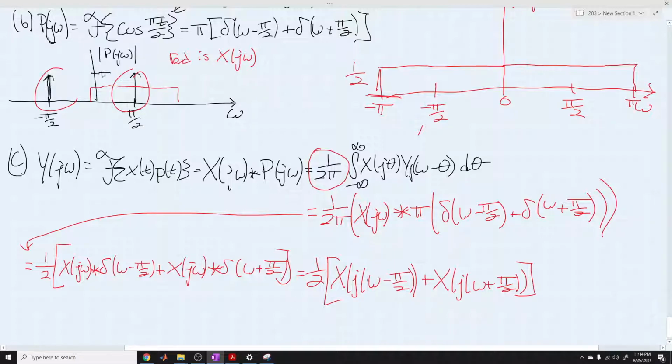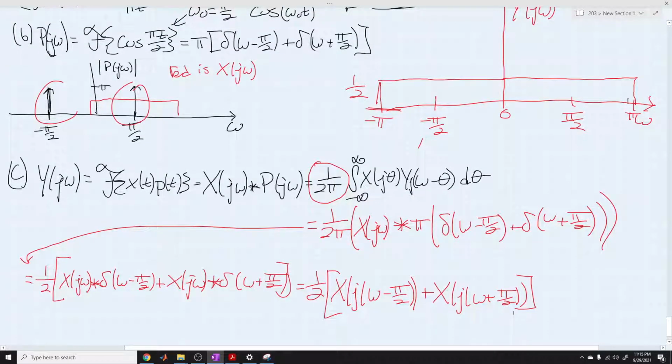But you can see here that all we're getting is a replica of X of j omega centered around negative pi over 2, and a replica of X of j omega centered around pi over 2. Both of those are scaled by an amplitude of 1/2, which is what we have right here. This whole thing.